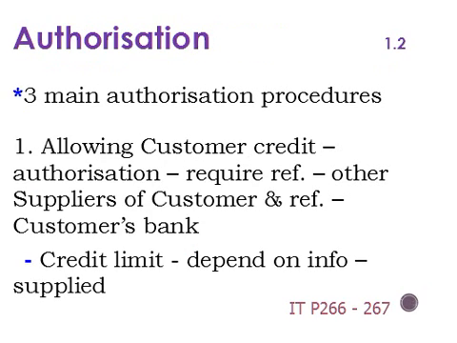In order to ensure that when a business supplies goods on credit, they will receive their payment, there are three main authorization procedures that are generally in place. 1. When allowing a customer to have a credit account, it needs to be authorized. Authorization will probably require references from other suppliers of the customer, and also references from the customer's bank. The customer's credit limit will also depend on the information that is supplied.